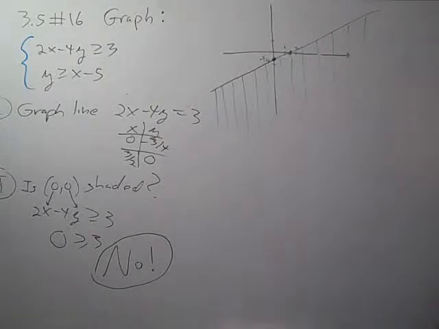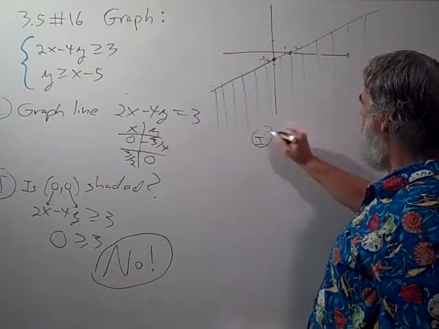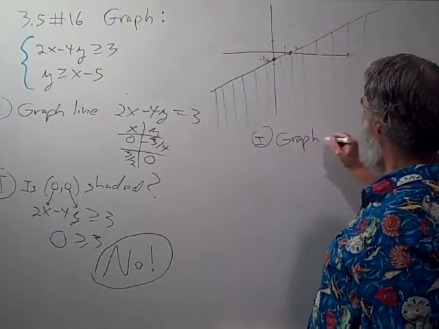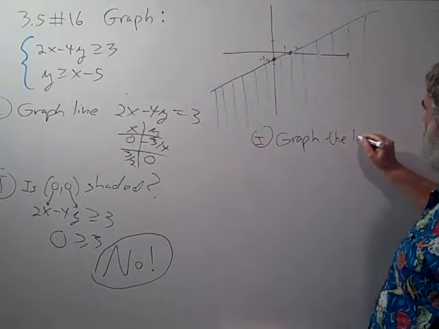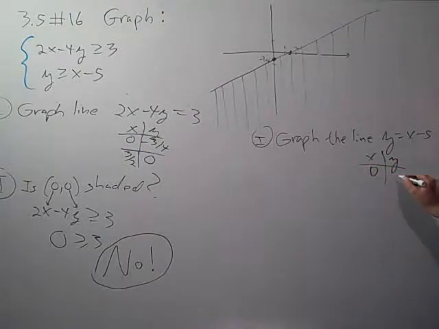Now we have to do the same two-step process for the second inequality. So first of all, we have to graph the line y equals x minus 5. Well, if y equals x minus 5, then if x is 0, y is negative 5. And if x is 5, y is 0. There's the x and y intercepts really quickly.